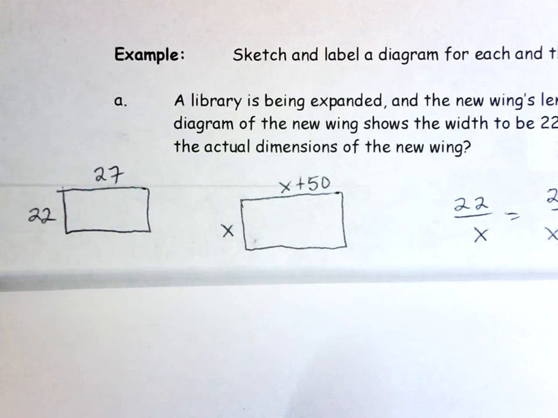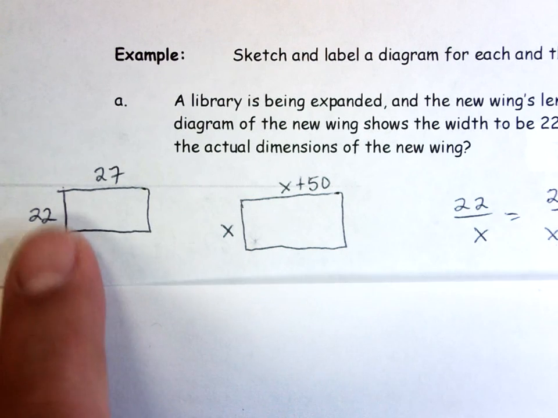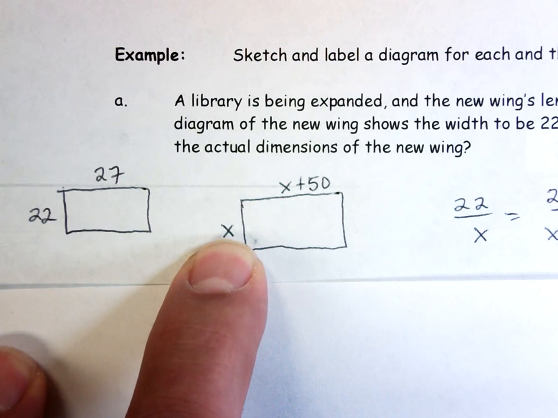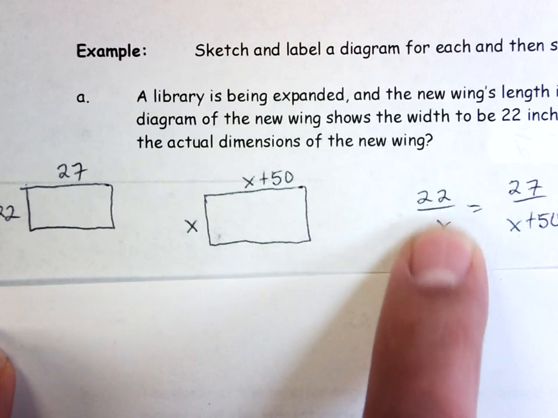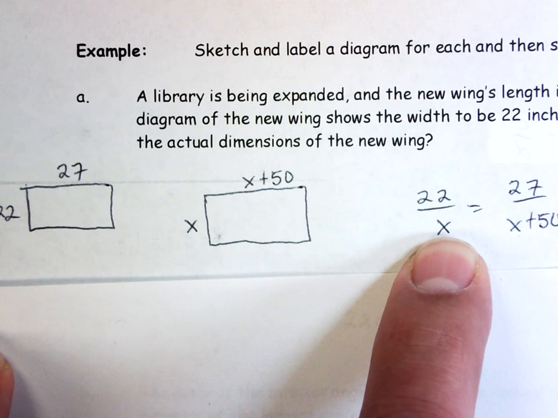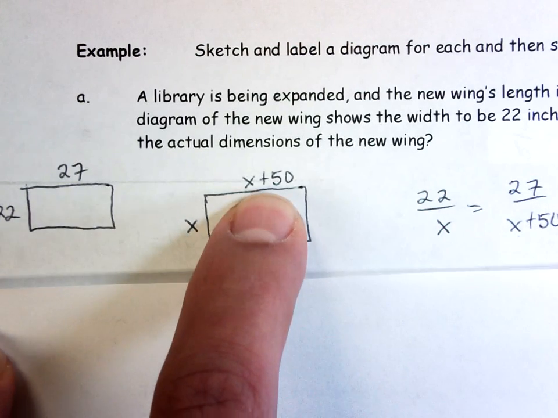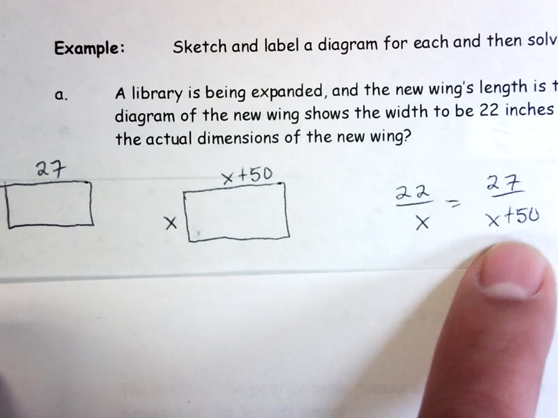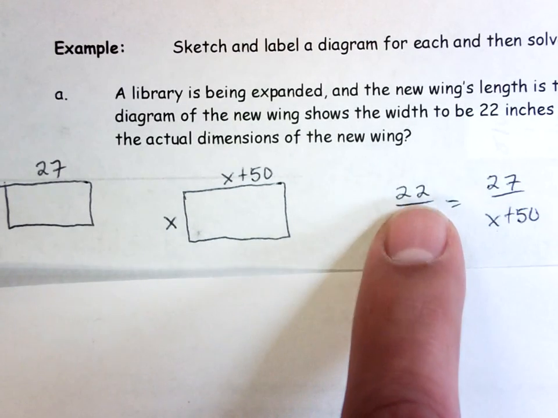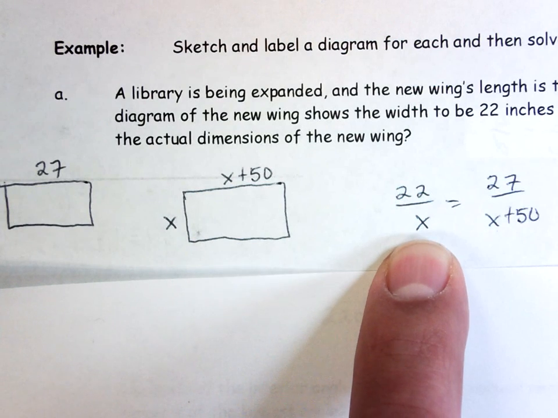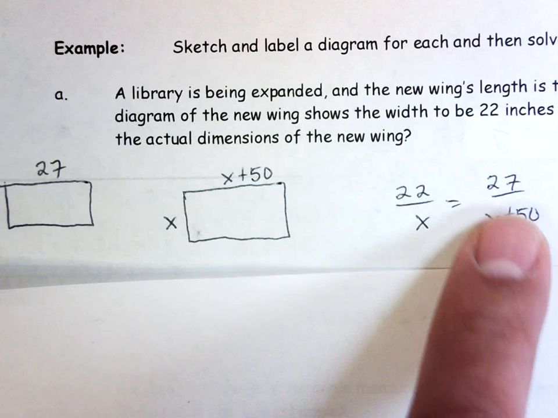There are several different ways to set up your equation. This is how I always do it, and if you like another way, you're more than welcome to do that, but I like to take the model and put it over the real. I take the width of the model, which is 22, and put it over the width of the real, which is x. Then I set that equal to the length of the model over the length of the real.